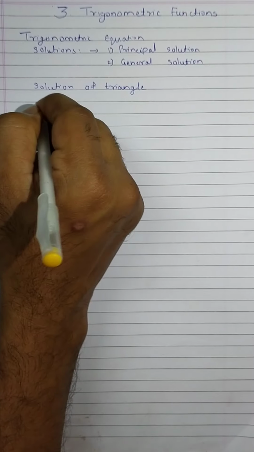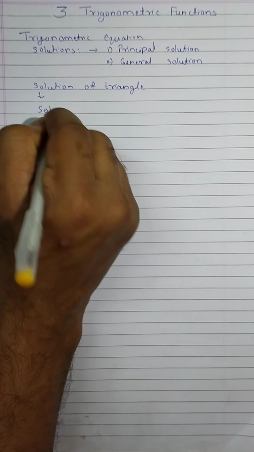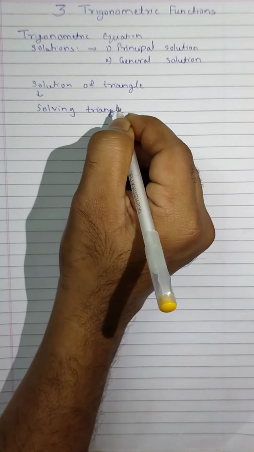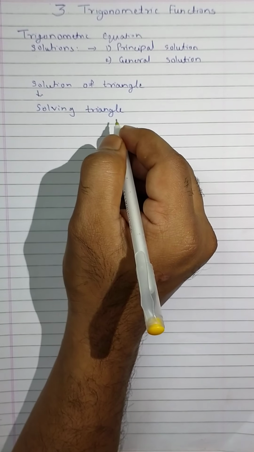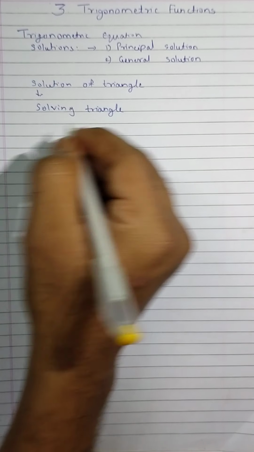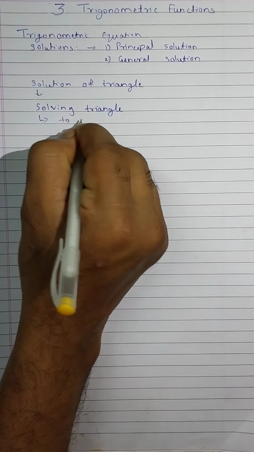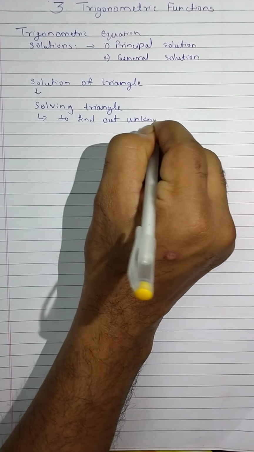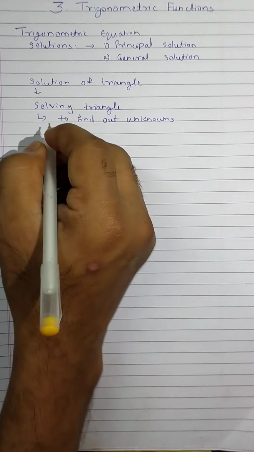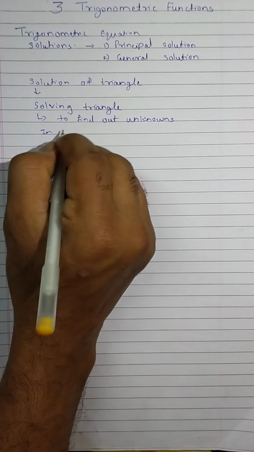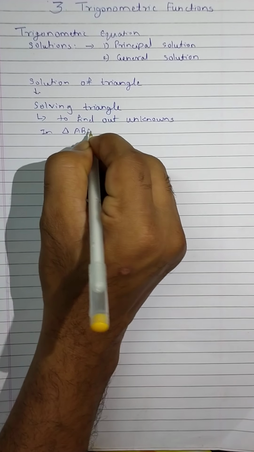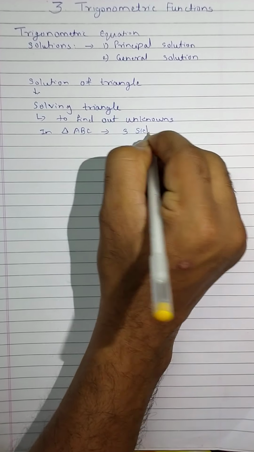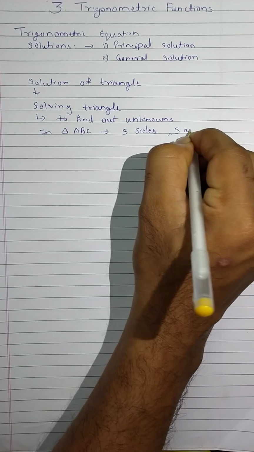Solution of triangle is also known as solving triangle. Solving triangles means what? To find out unknowns. Now, unknown means what? In a triangle, what could be the components of a triangle? There will be three sides and three angles.